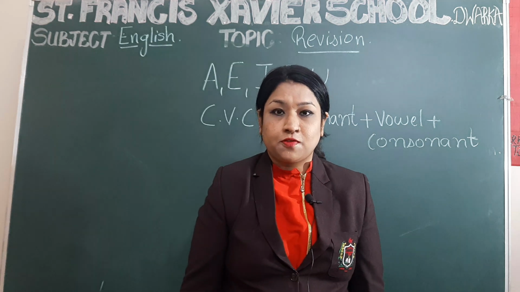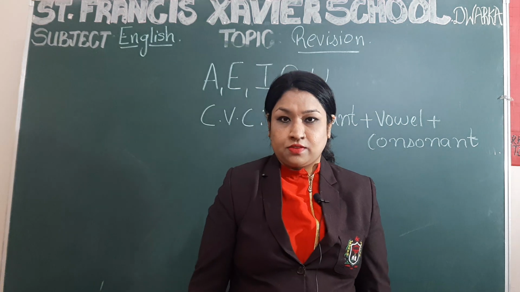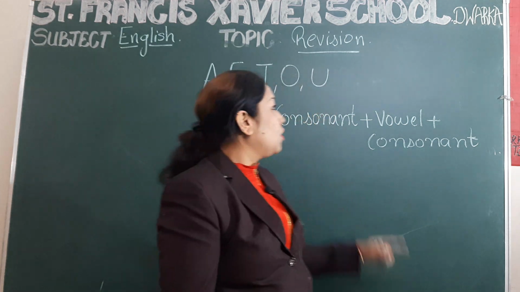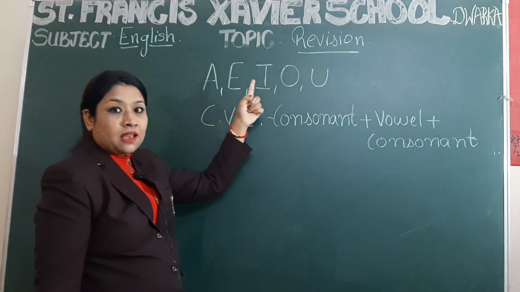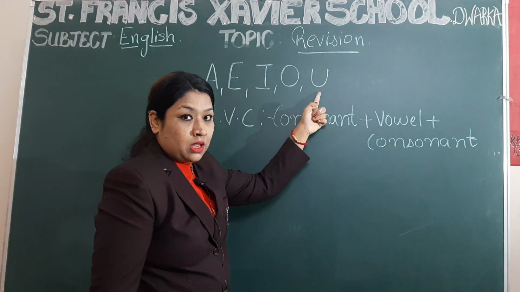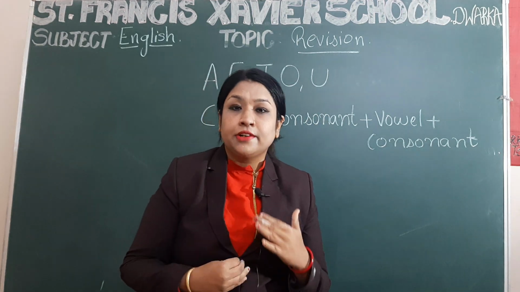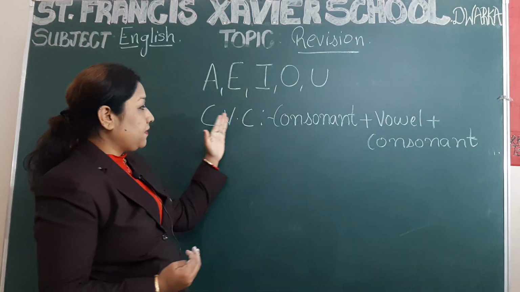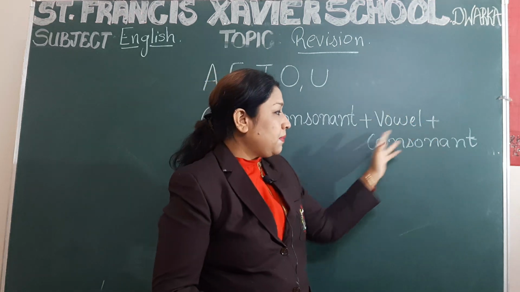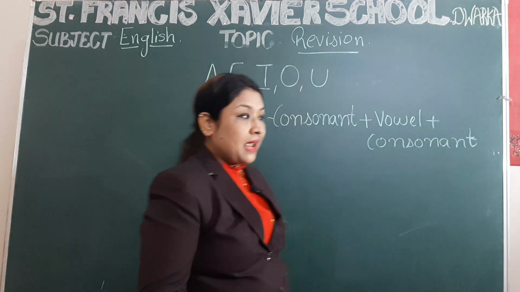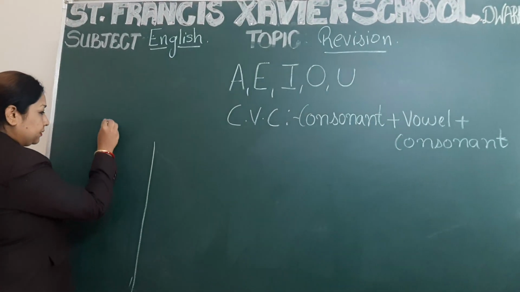Today I am here for the three letter words revision. We will do these three letter words with the help of vowels. These are vowels: A, E, I, O, U. We will introduce these three letter words with the help of the CVC pattern, that is consonant plus vowel plus consonant. Now we will take the category of A words.